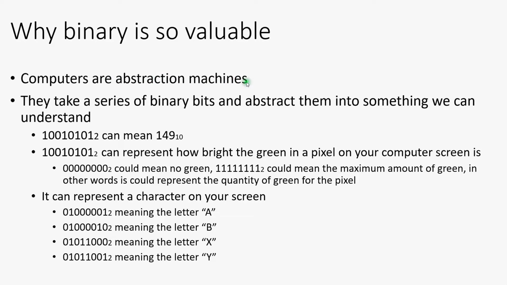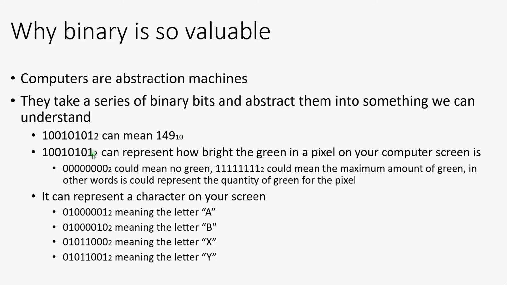Computers are abstraction machines, and this to me is a really key point. All the machine can do is turn 1s to 0s and 0s to 1s. That's all the computer can do. But we as human beings choose to take those groups of bits and abstract them into meaning other things. So we could take a series of binary bits and abstract them into something we can understand. So as we just saw in the last slide, this set of bits base 2 can mean 149 base 10.